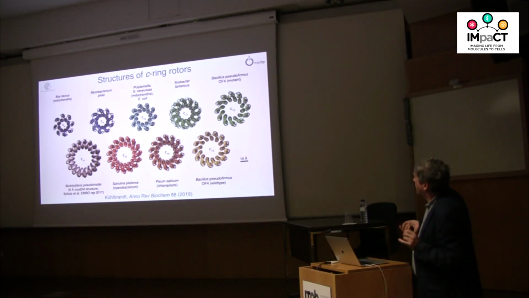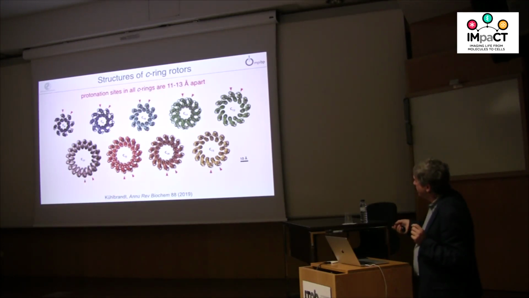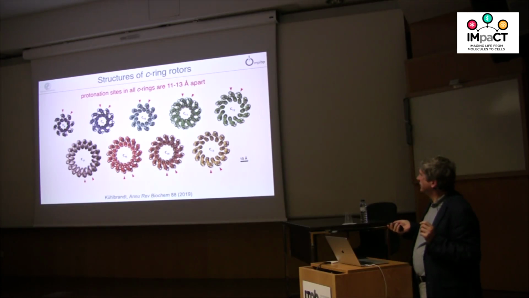So here are a number of them. This is mammalian mitochondria, this is bacterium, this is the one we've just seen. Polytomella happens to be the same in yeast and E. coli, it has a tenfold ring, but then there are others, and we found one two years ago that was 17, with a cryo-EM map. And this whole machine needs to fit these different rings. What they have in common is that the protonation sites in all rings are about 12 angstroms apart. And that fits this distance between the access and release channels very closely.